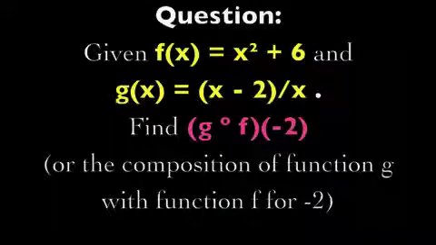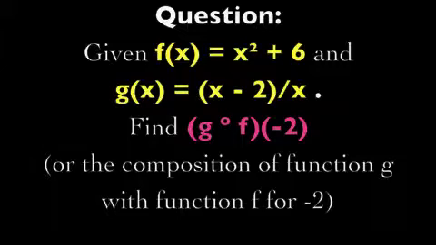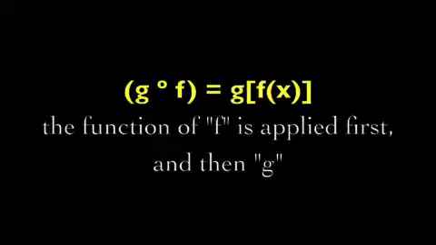Question number 10. Feel free to pause this video at any time. Question: given f of x equals x squared plus 6 and g of x equals x minus 2 divided by x, find the composition of function g with function f for negative 2. This is equal to g of f of x, or the function of f is applied first, and then g. The variable that is plugged into the equation is negative 2.